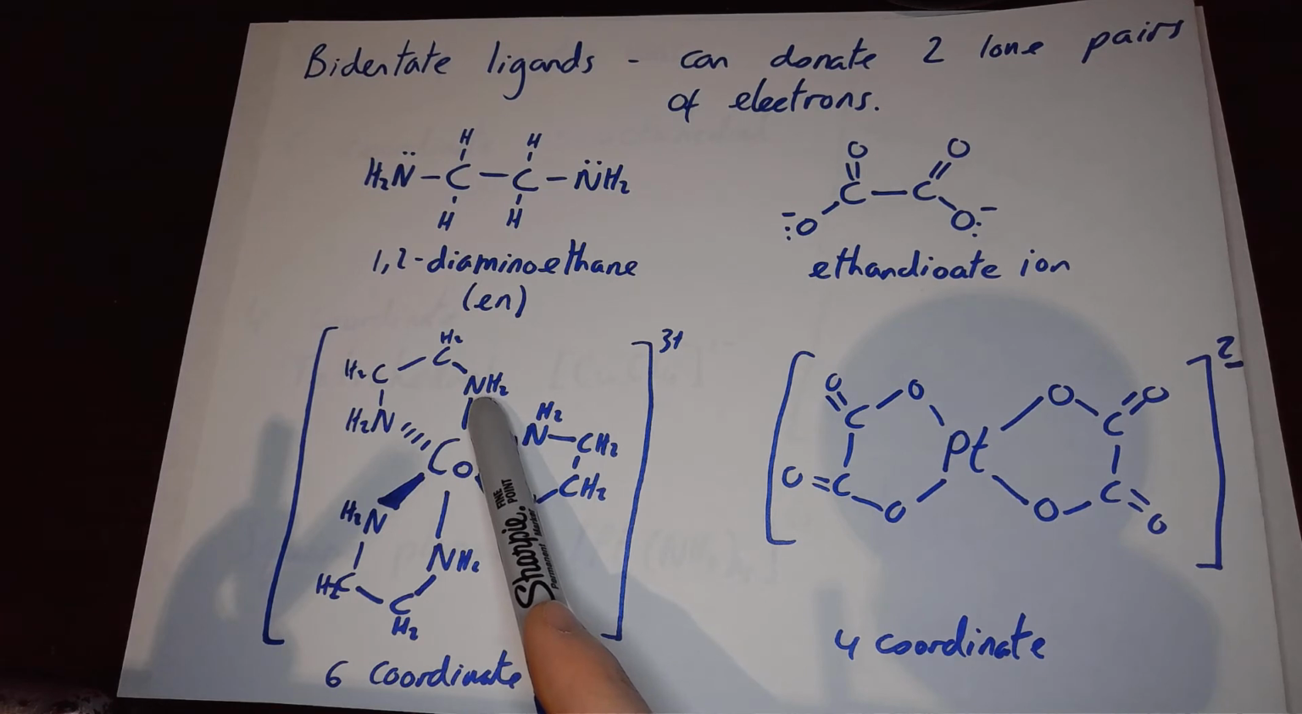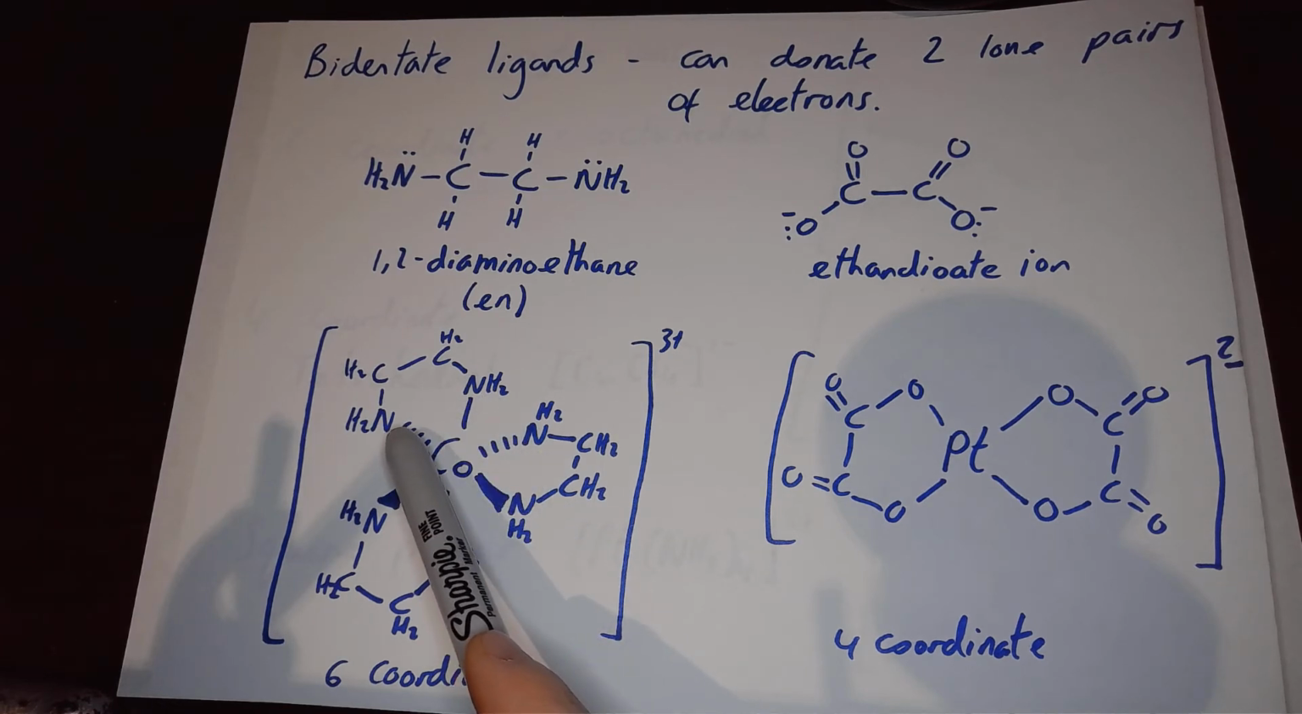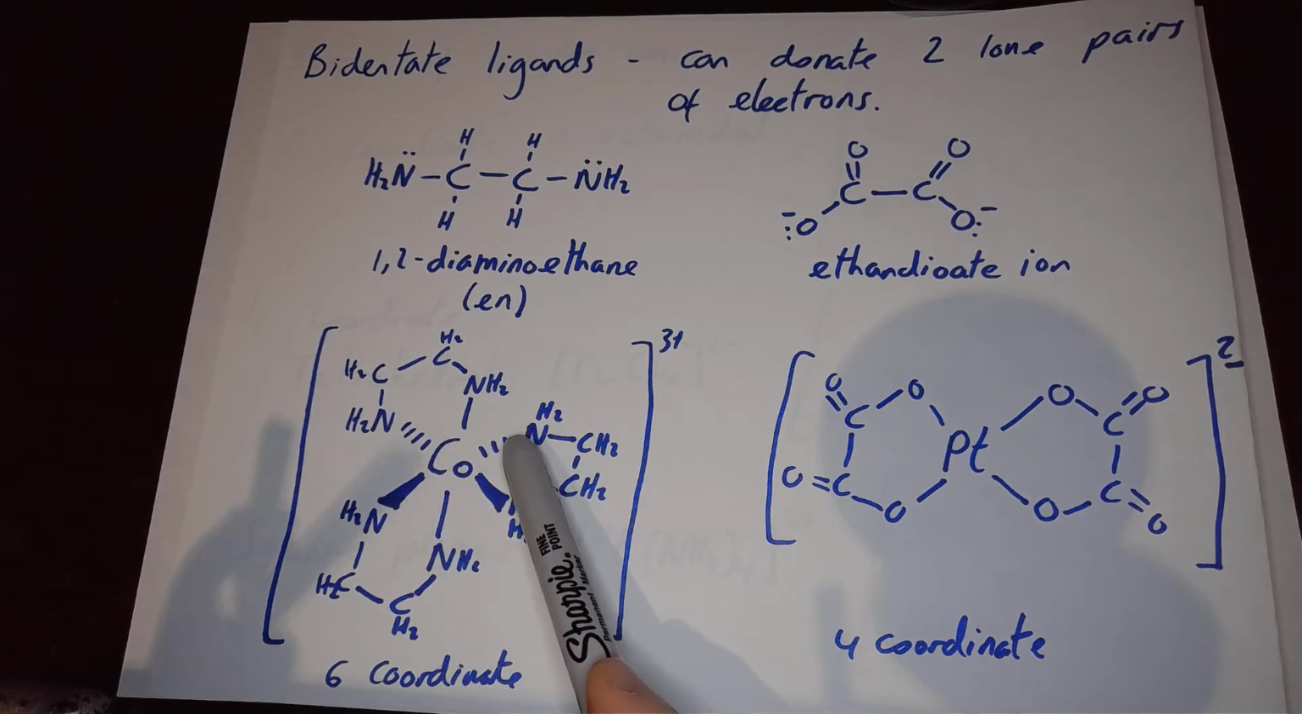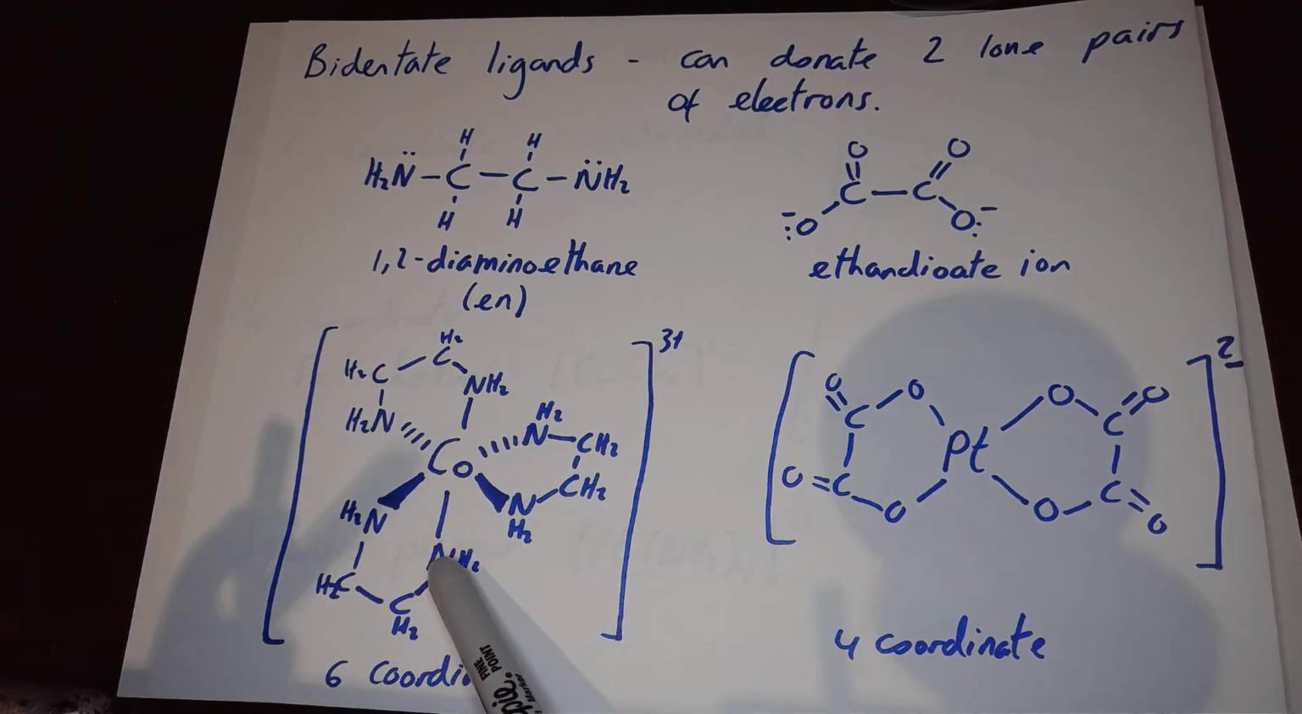It's bonding here and here to the central transition metal ion. Here's another one bonding here and here. Here's the 3rd bonding here and here. This is still 6 coordinate bonds, but it's 6 coordinate bonds done by 3 ligands, and each ligand is bonding twice.